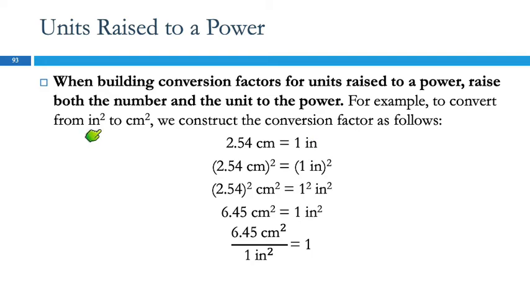But these units are squared. So I need to square both sides, including the numbers, including the 2.54. So this will be 2.54 squared times centimeters squared is equal to 1 squared inches squared. Well, 1 squared is still 1, right? But 2.54 squared is 6.45. So I end up with 6.45 square centimeters is 1 square inch.